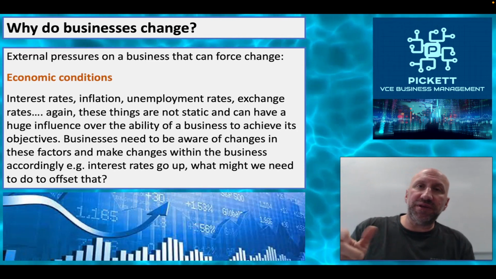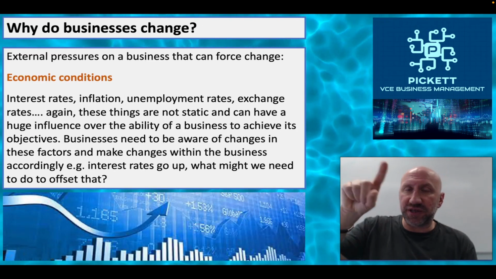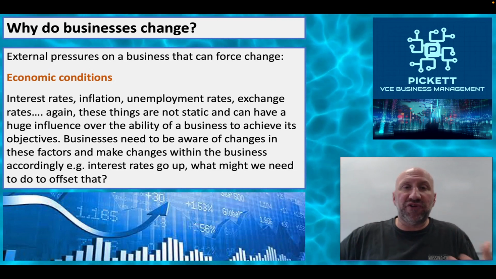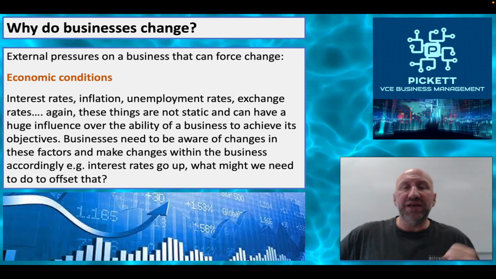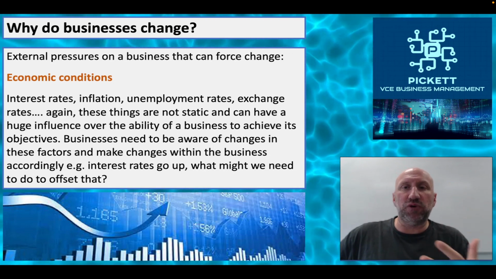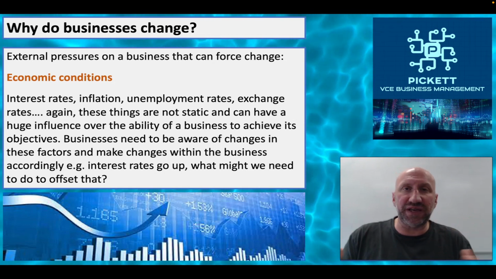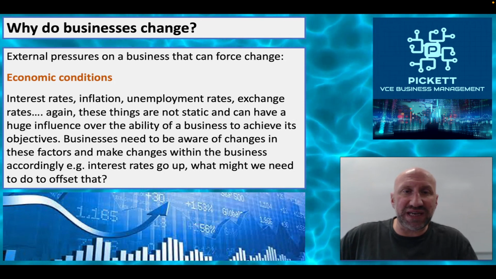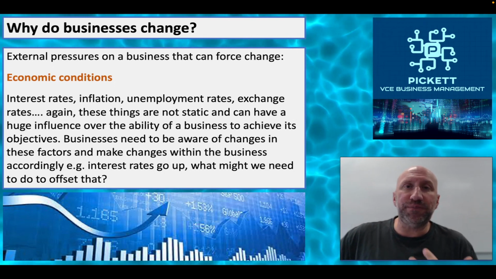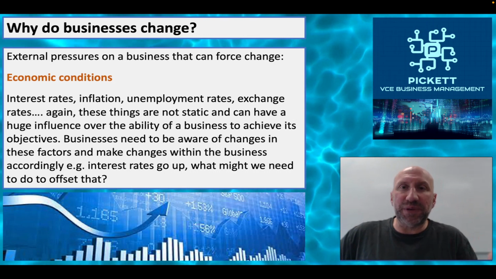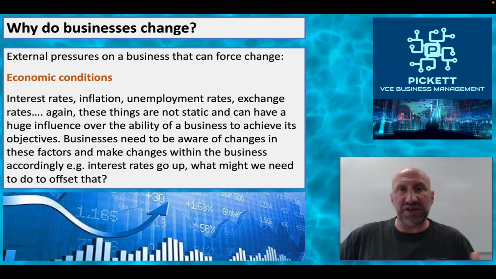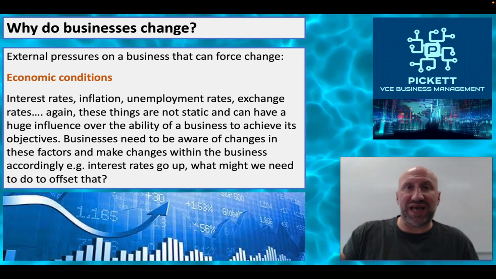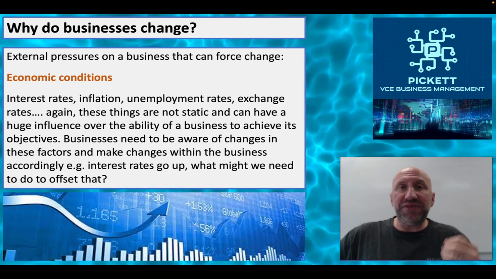Another one of those elements in the macro environment, the outer ring, was economic conditions. Again, we have no control over these when running a business, but you need to be aware of them: interest rates, inflation, unemployment rates, exchange rates, all of which are part of economic conditions. Again, these things are not static, and they can have a really big influence on the ability of a business to achieve its objectives. In other words, make money. Businesses need to be aware of what changes are happening to all of those things and then make changes within the business accordingly.